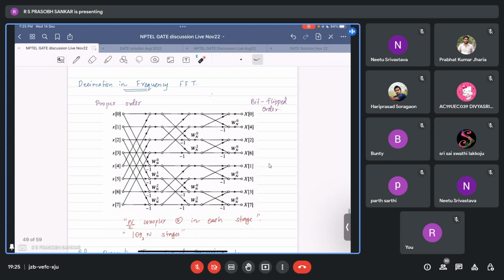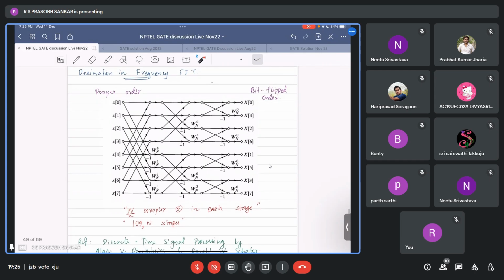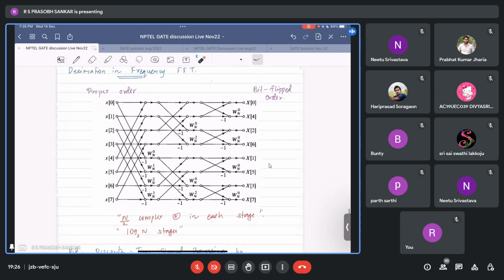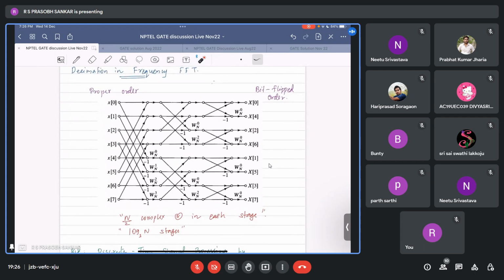Now, if you do the other way around, like decimation in frequency, here it's proper order, whereas here it is bit flipped order. These are just some features of this FFT. For more details, please check the video, because it's a bit involved. It's too much to cover in one session, and we'll be focusing more on solving questions.